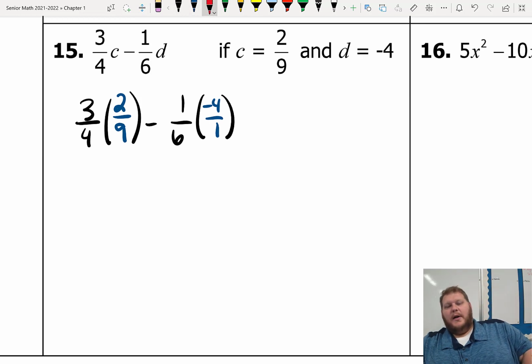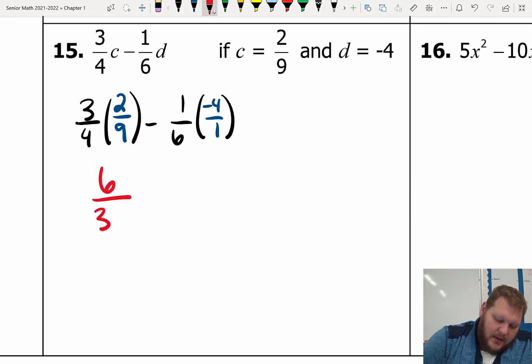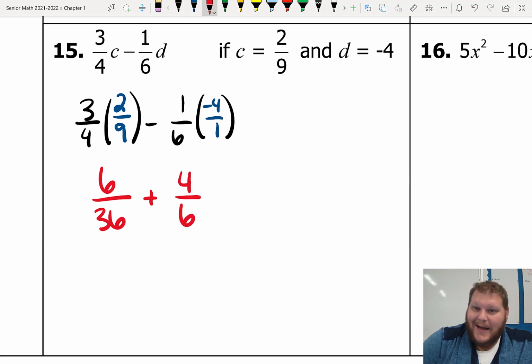So remember from our very first section of this chapter with fractions, when we're multiplying fractions, you just multiply straight across. So this ends up being 6 over 36. 3 times 2 is 6. 4 times 9 is 36. Minus, actually, plus 4 over 6. Remember, we're subtracting a negative 4 now, right? Because 1 times negative 4 is negative 4. 6 times 1 is 6. So negative 4 over 6.